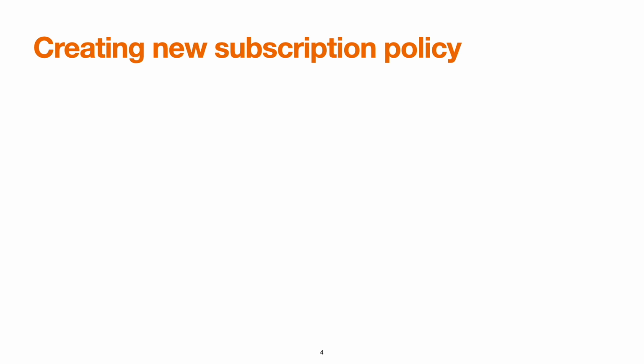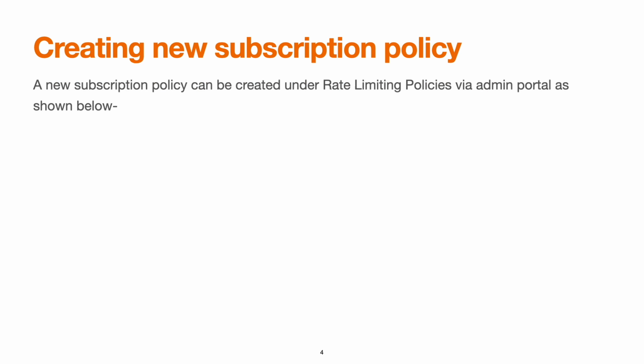So, how to create the new policy? Creation of the new policy is an administration task. If we have a custom requirement beyond the out-of-the-box rate limiting policy, we can use the administration portal, which is admin portal of API Manager, to create a new policy.